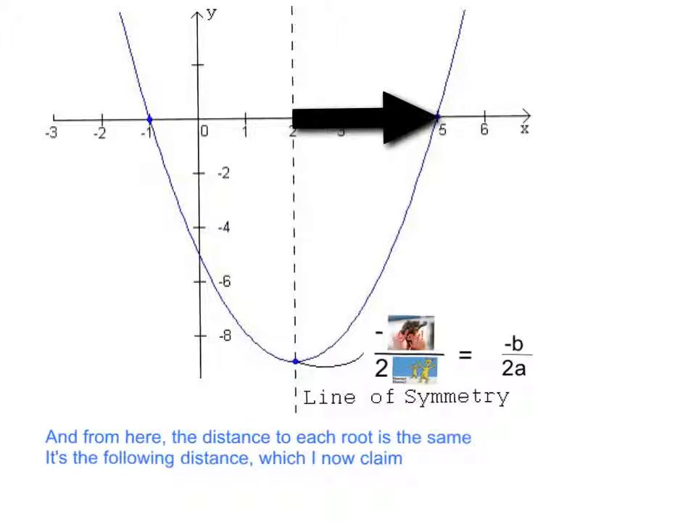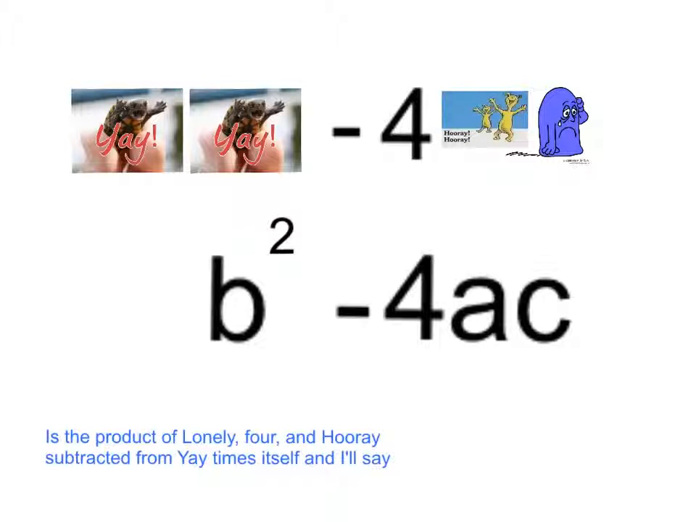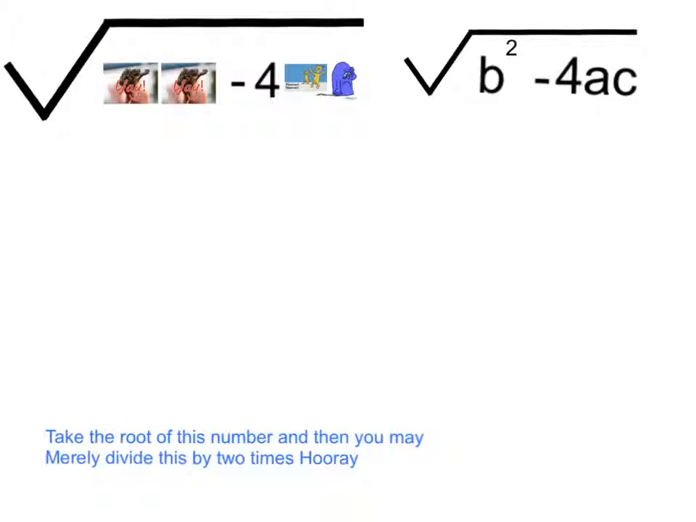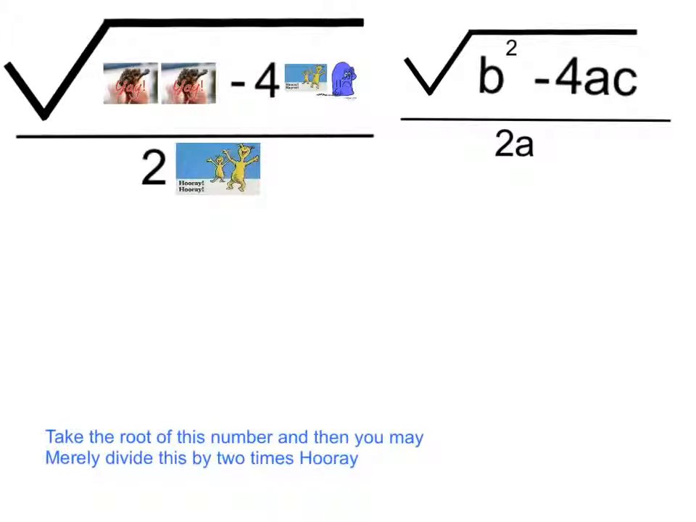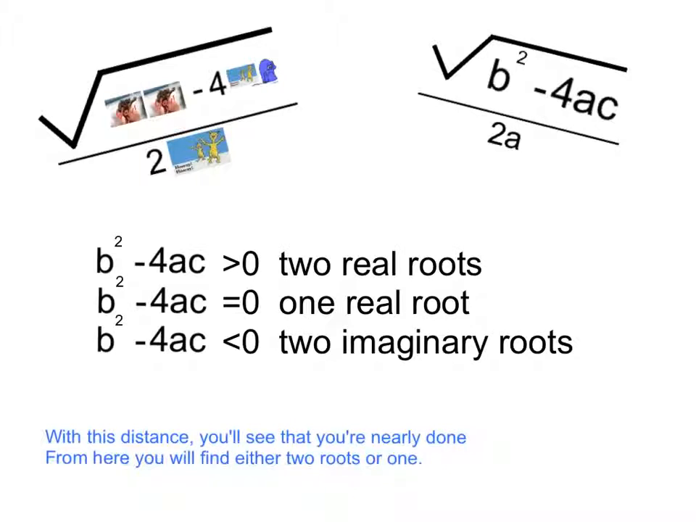And from here, the distance to each root is the same. It's the following distance, which I now claim is the product of lonely for and hooray, subtracted from yea times itself, and I'll say, take the root of this number and then you may merely divide this by 2 times hooray. With this distance, you'll see that you're nearly done. From here you will find either 2 roots or 1.